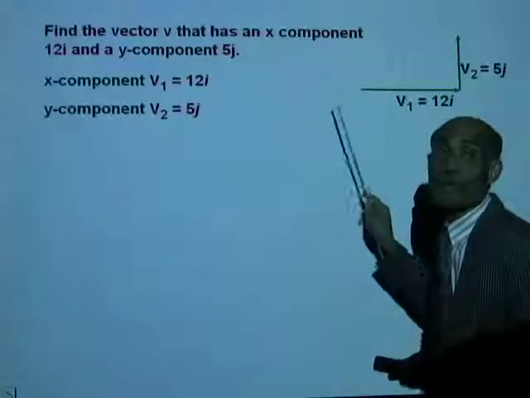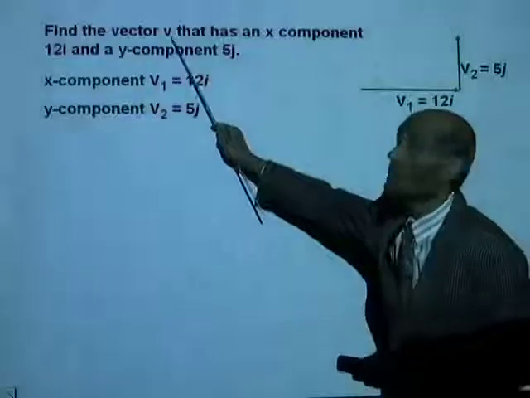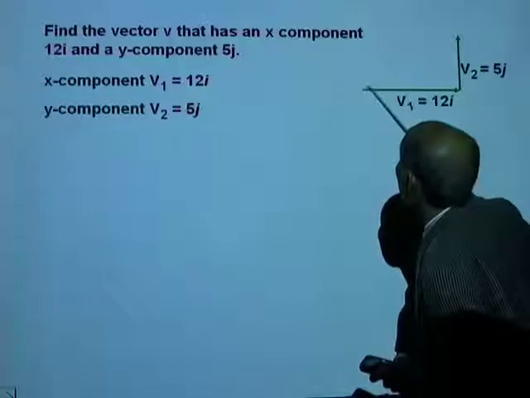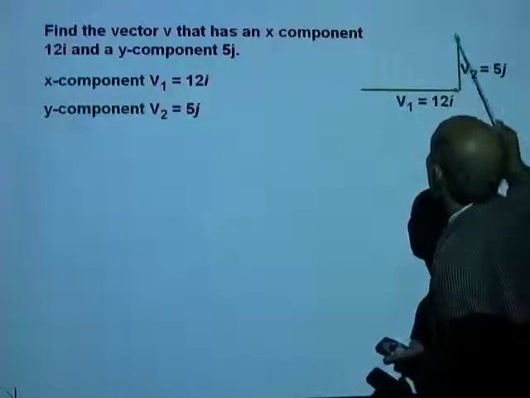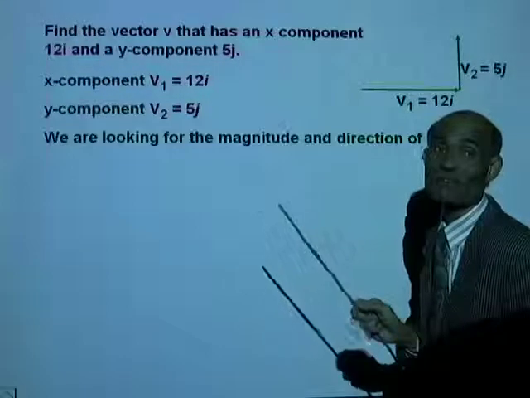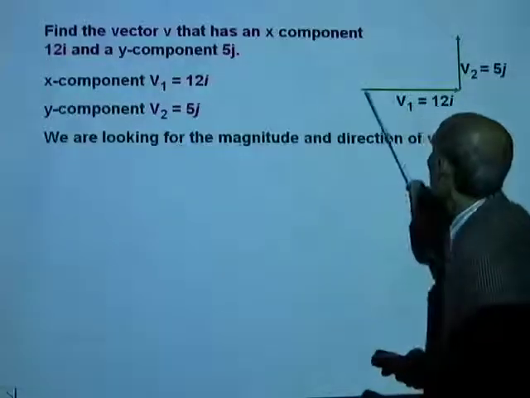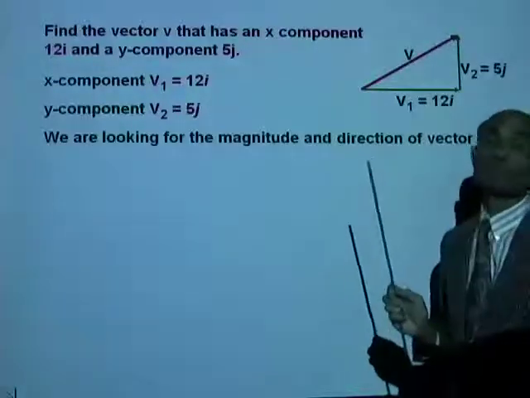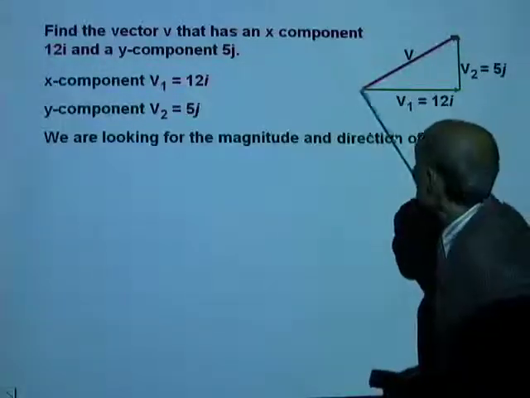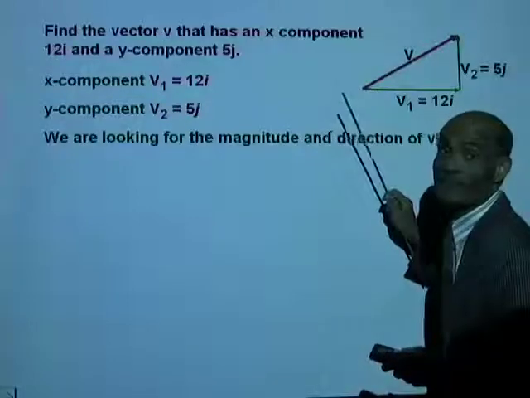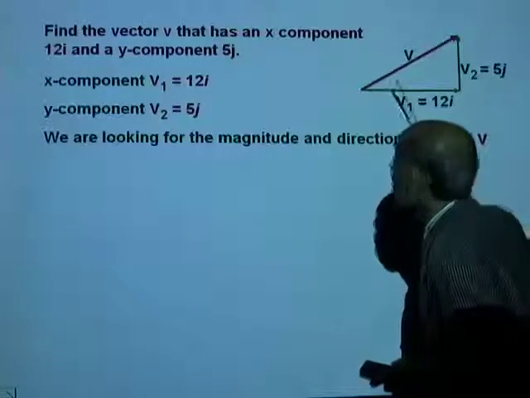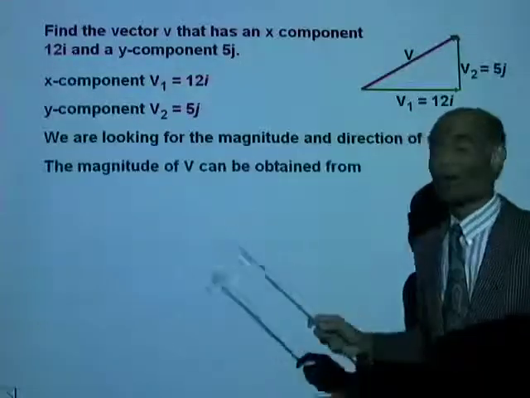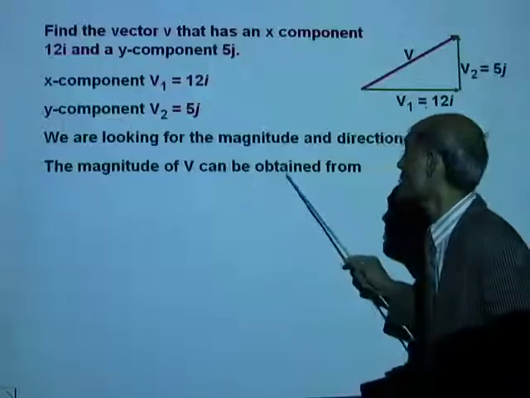And therefore, what is our vector v? Our vector v is the vector drawn from the tail of the x component to the head of the y component. We are looking for the magnitude and direction of this vector v. Magnitude is the length of that line. Direction is the angle it makes with the x-axis. Simple, is that right? Alright, the magnitude of v can be obtained.